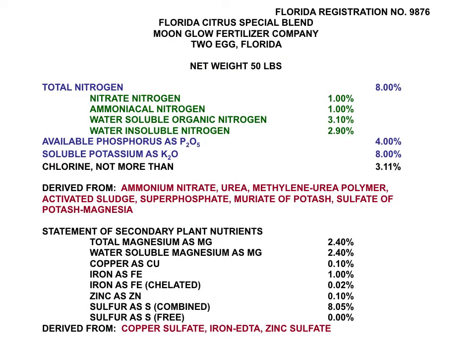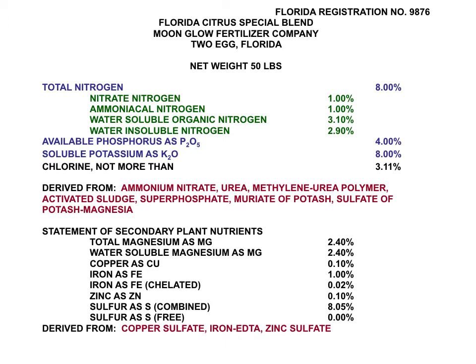So here is a mock-up of a label, and you can see the total percentage of nitrogen is 8%. So that would correlate with the first big number on the front of the bag, 8. And it tells you that some of the nitrogen is in the nitrate form, some of it's more in the ammonia form, some of it's water-soluble, about 3%, and then there's just a little under 3%, that's water insoluble.